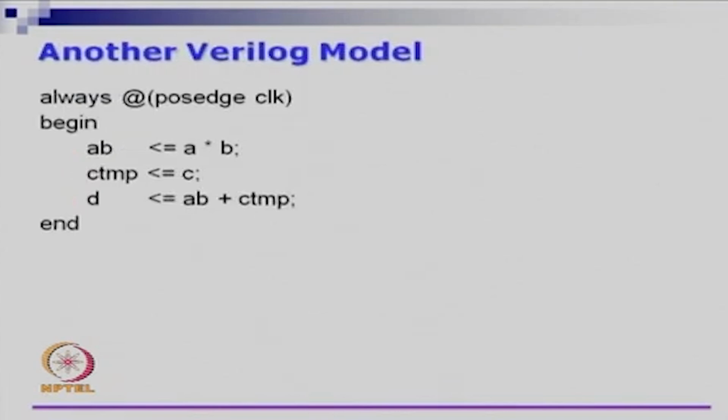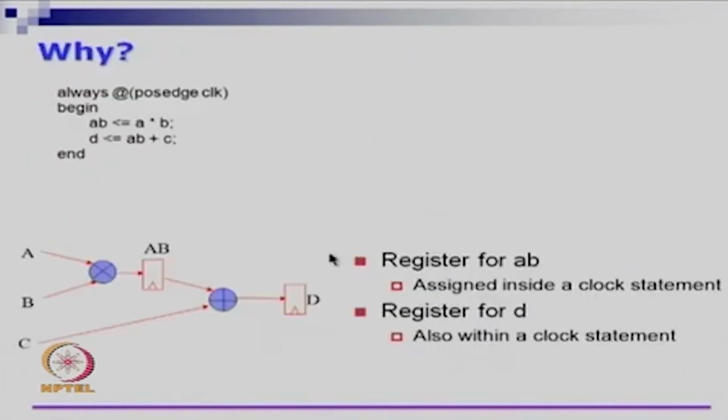Let us look at another Verilog model. In fact, if you look at this, this is not a well formed pipeline circuit. The problem with this is that A and B go through 2 levels of registers, whereas C goes through only 1 level of register. So, there is a problem in the path from C to D.